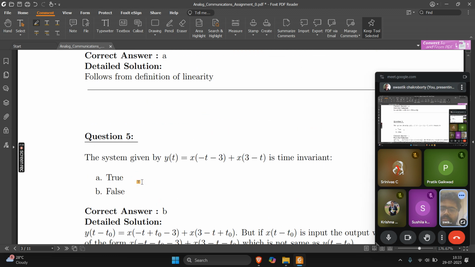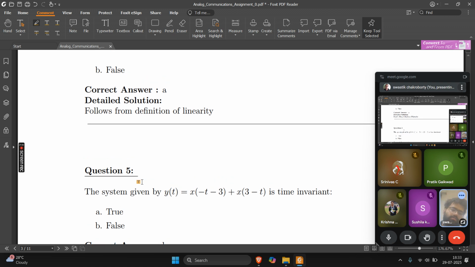Next, of course, one follows the other. If you have been asked to check the linearity, you will always be asked to check the time invariance. So, can you check the time invariance in 2 minutes?